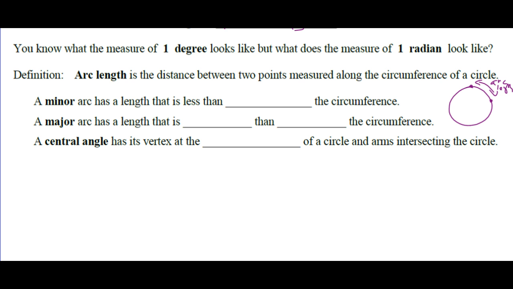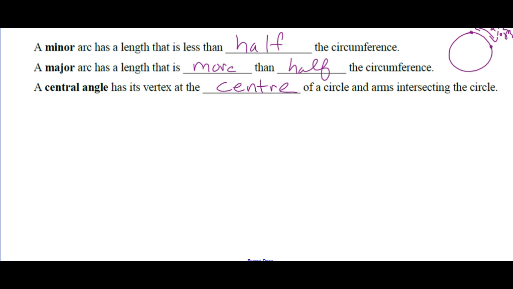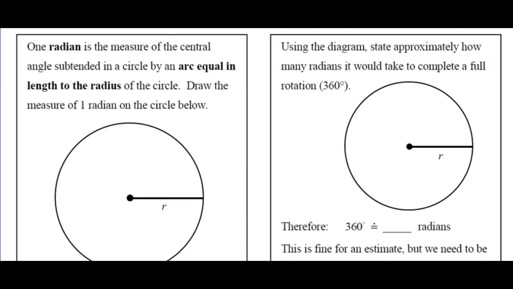A minor arc length, so if it's a minor arc, it's less than half the circumference. Less than half, it's a minor arc. If it's a major arc, then it'll be blank, then blank. So if this is less than half, then it's got to be more than half. A central angle has its vertex at the, take a wild stab, center of the circle, and arms intersecting the circle. Okay, all which I'm pretty sure is on this thing here.